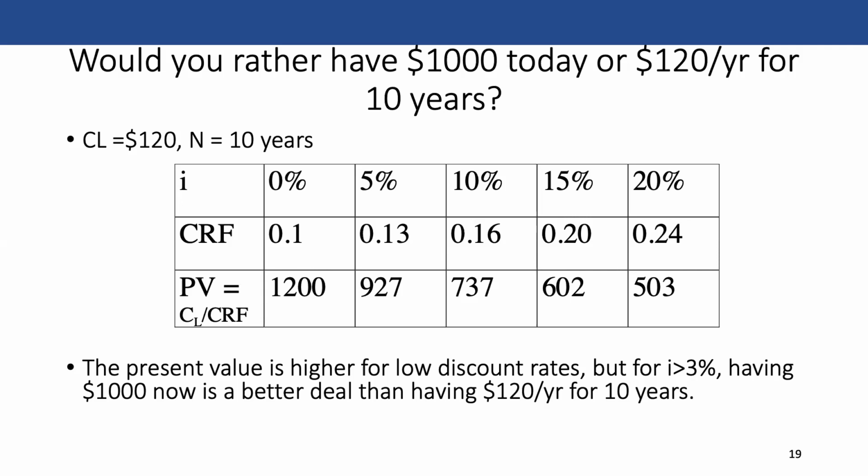This is kind of like a lottery problem. You can take an upfront payout versus an annual payout over some amount of time, and because of concepts like discount rate, it's pretty much always better to take the upfront payout in something like a lottery. Yeah, so this bullet point is basically explaining that once you get to above a 3% discount rate, having $1,000 upfront is a better deal.